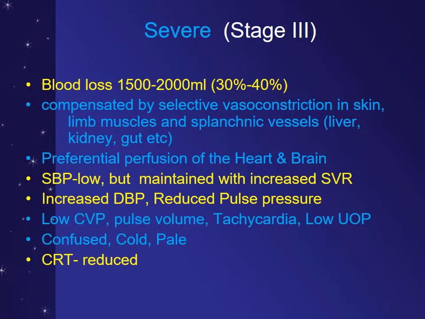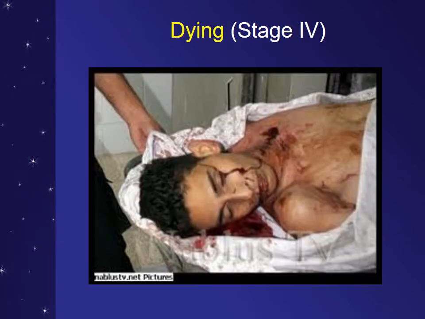Central venous pressure will be quite low, pulse volume will be very low, there will be severe tachycardia, urine output will be low. Patient may be confused because the blood supply to the brain is severely affected by now. Patient may be cold and pale. Capillary refilling time is reduced now. So in this photograph, you see a patient who has died due to bleeding or who is dying due to bleeding, where you can see that the patient is extremely pale because he has lost so much blood.